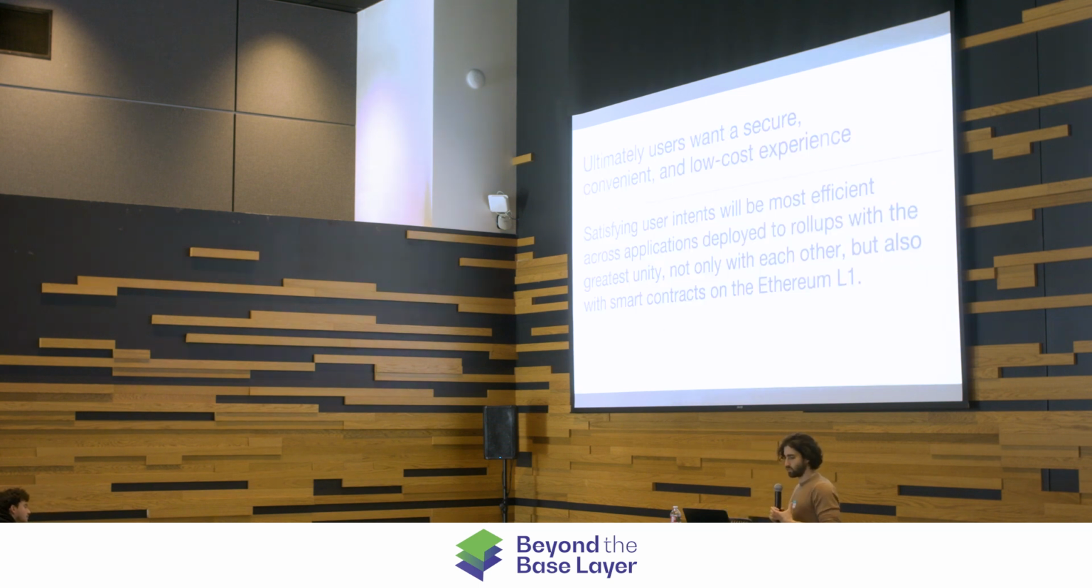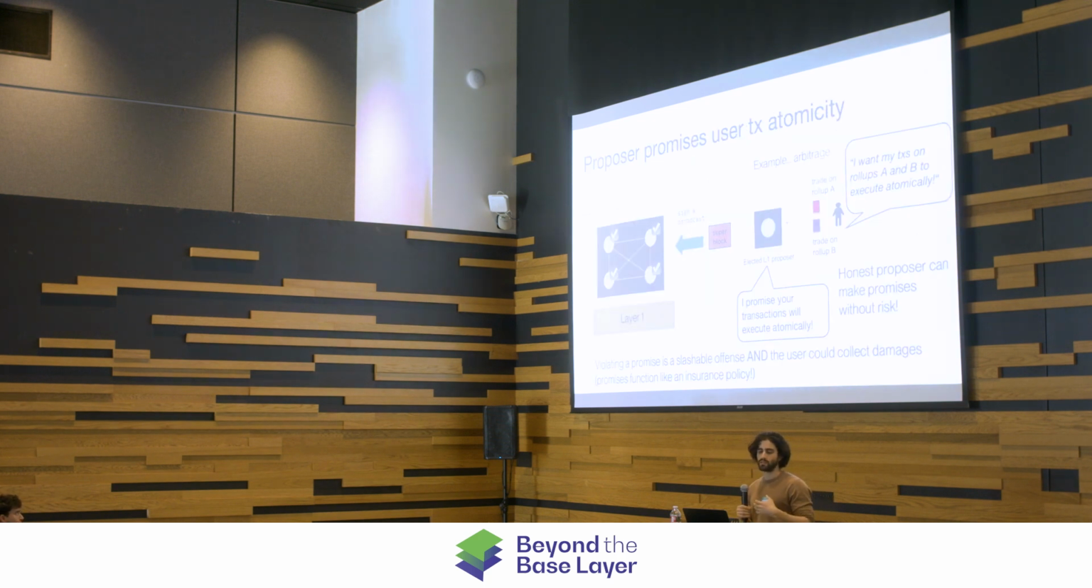I just want to say, why is this so important? Well, ultimately, users don't care which ecosystem they're on. They just want a secure, convenient, and low-cost experience. And one way or another, they're going to try to satisfy their intents in the most efficient way possible. So this will be most efficient for applications that are deployed to rollups with the greatest unity, with the greatest interoperability, not only with each other, but also with smart contracts on the Ethereum L1. So why does base sequencing help with interoperability?